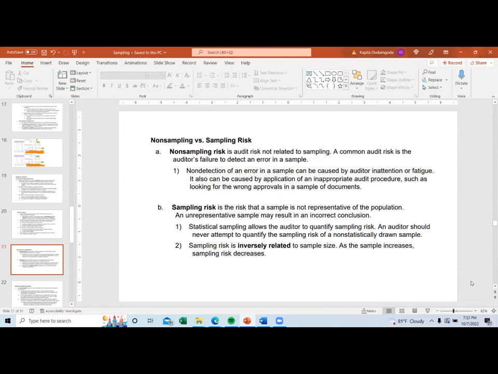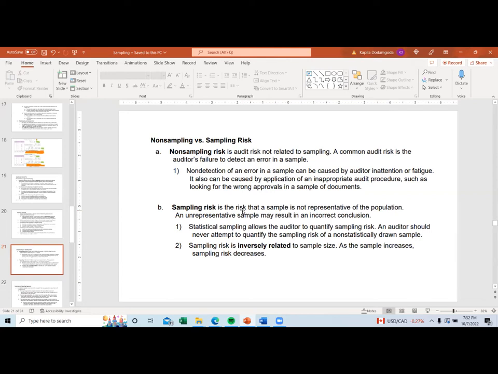So when we make certain comments or judgments based on a sample, our comments may not be accurate all the time due to two types of risk. One is the non-sampling risk. The other one is the sampling risk. The comments, judgments or conclusions that we come to based on the sample will not be 100% accurate due to these two types of risk: sampling risk and non-sampling risk.